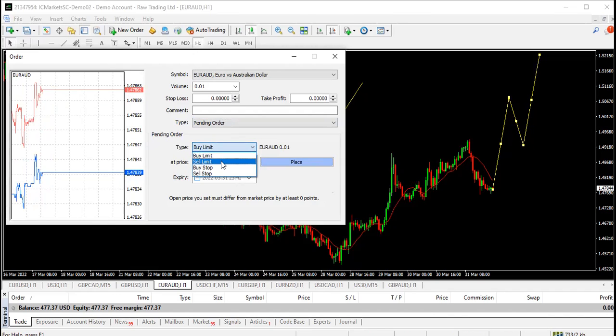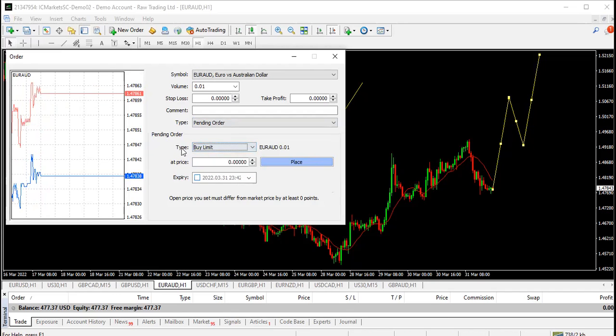So what are we looking at? We are looking at the buy limit. Then you click on the buy limit. It will type this, the buy limit. Then at price. At price is the price at which you are anticipating the market to give you that correction move to trigger your entry and then continue going up.